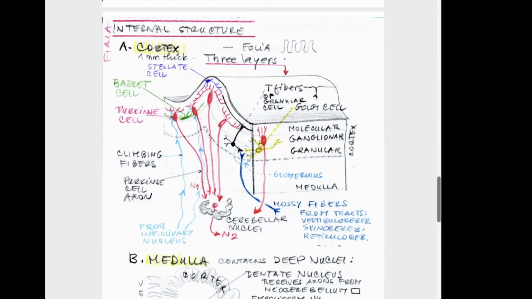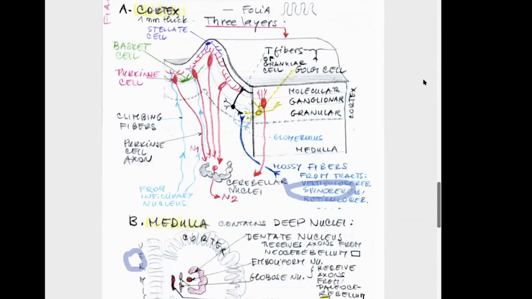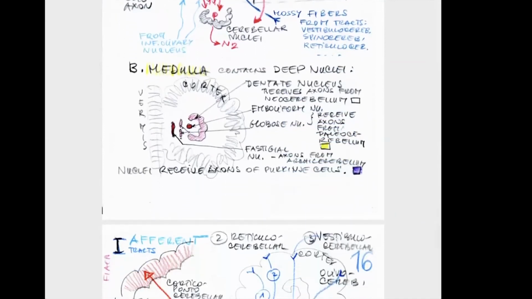Concerning the medulla, we said that medulla is white matter. It contains the deep nuclei, which form a group. In the previous diagram, this one is the dentate nucleus, which is the largest. The dentate nucleus receives axons from the neocerebellum. Emboliform, like the embolus, receives together with the globose nucleus, usually having three fragments, the axons from the paleocerebellum, and finally the last one, the most medially situated fastigial nucleus, receives axons from the archicerebellum.